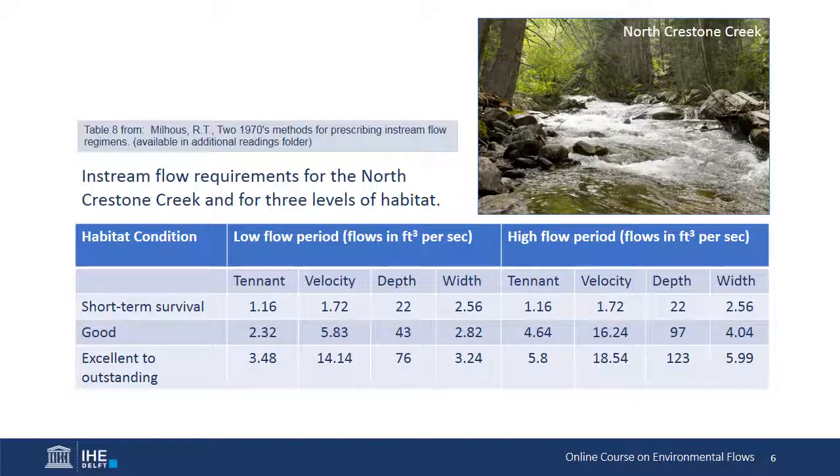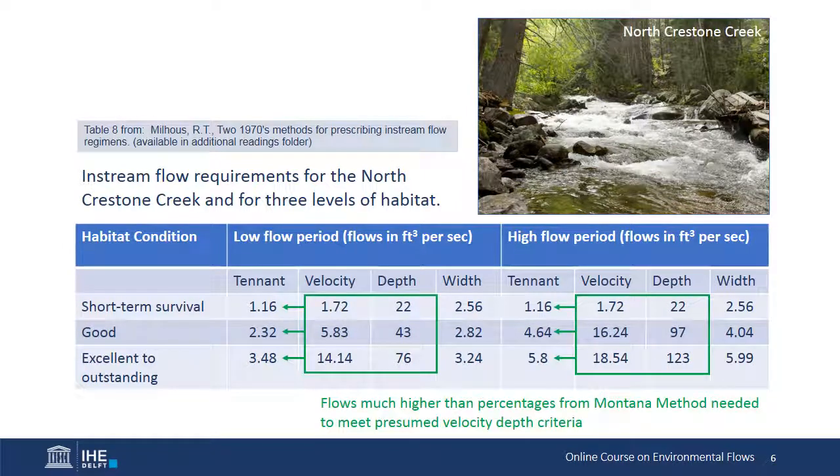Milhous interpreted the depths and velocities plotted in the graph on the last slide to represent hydraulic criteria in the Tennant method for condition thresholds irrespective of river size. Not surprisingly, in order to meet these criteria in the small stream, flows much higher than 10, 30, and 60% of the stream's average annual flow are required. Milhous concluded that this reveals a flaw in the method that could be corrected by adding a river size parameter in the presumed hydraulic criteria.